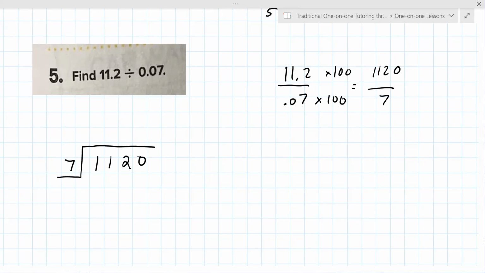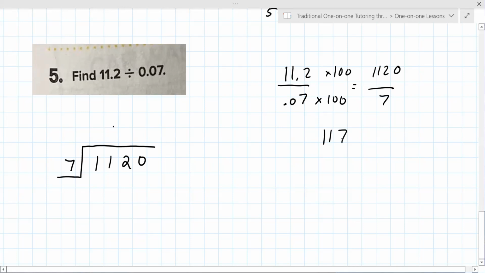Wait, so 11 goes in one time. That's right. And then minus, you get 4. Drop the 2. So it's 42. And then you drop a 5. Is it 117? You say 117? Yeah. Okay. So you subtract and get 4 and bring the 2 down. So you get 7 goes into 42 those 6 times.